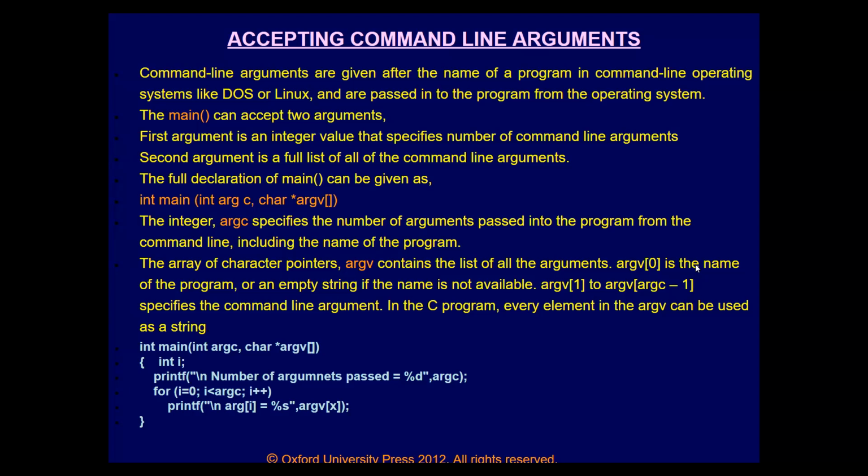The full declaration of main() can be given like this: an int argc, and a char argv array. The argv argument is the list of command line arguments, and argc is the integer value that specifies the number of command line arguments. The integer argc specifies the number of arguments passed into the program from the command line, including the name of the program. The character pointer array argv contains the list of all the arguments, so argument 1, argument 2, argument 3 are stored in the argv array.